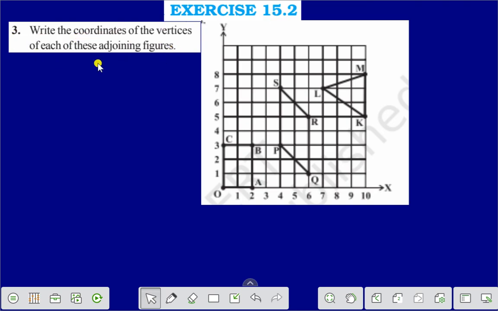Write the coordinates of the vertices of each of these adjoining figures. Here this is the figure. Let us find the coordinates of these adjoining figures. Here first of all you see we have to find the coordinates of A, B, C, P, Q, S, R, L, M, K. Let us find the coordinates of the following. First of all you see that we have to find the coordinates of A.